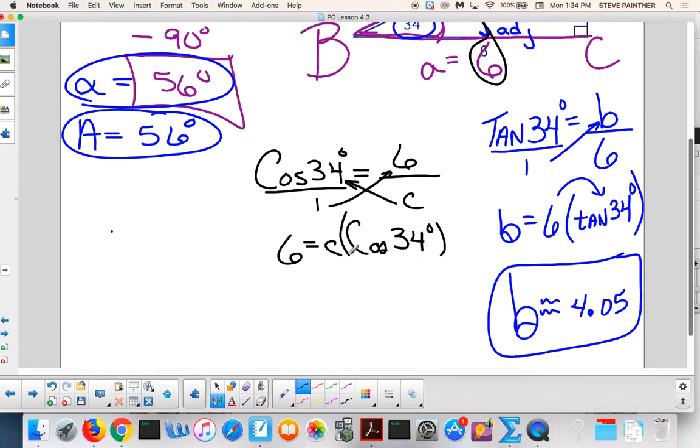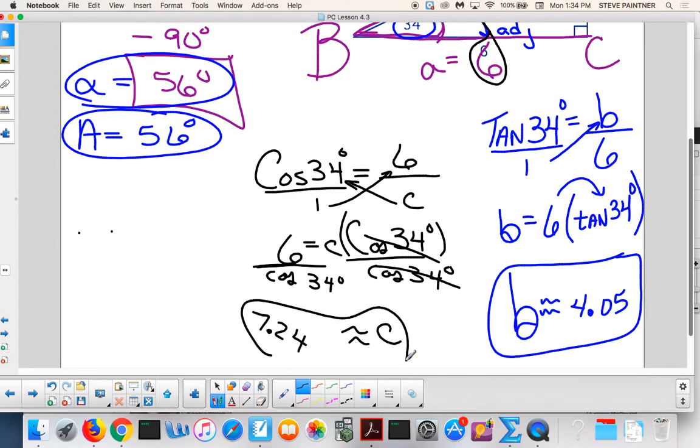What do you do? Divide by cosine of 34 degrees. Knock out the cosines, right? C is equal to roughly 7.24.